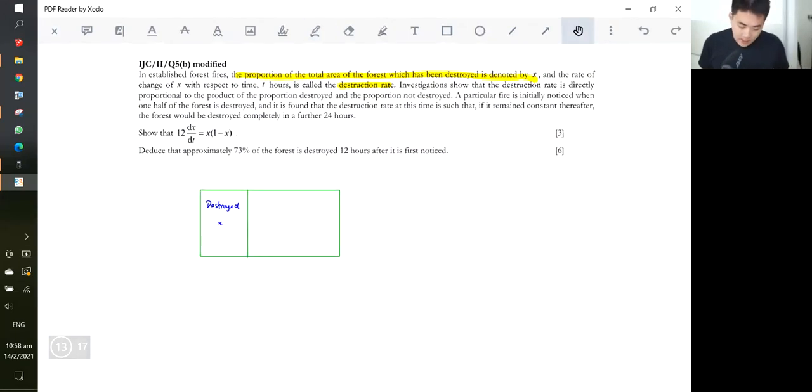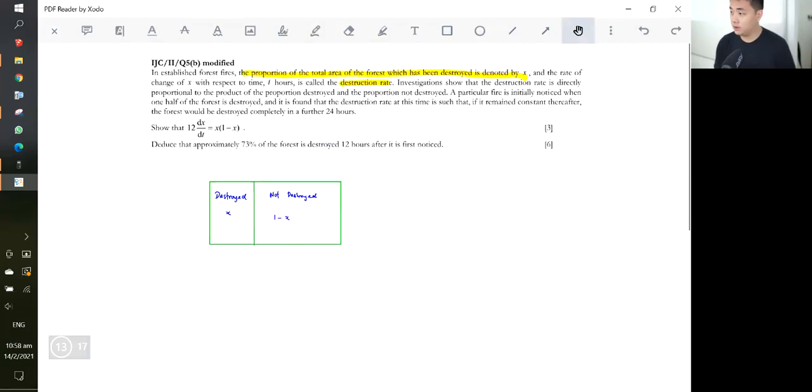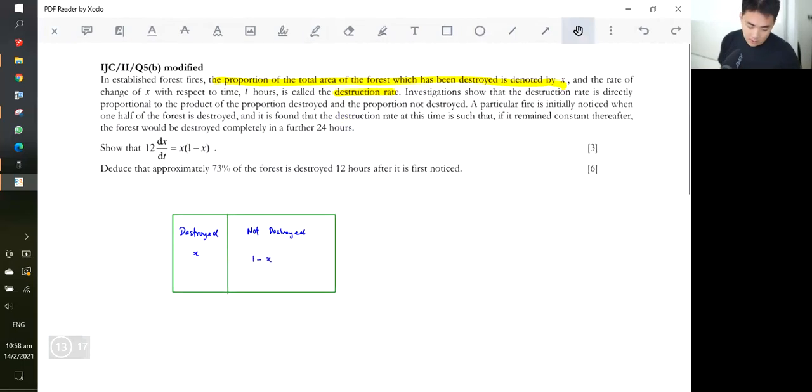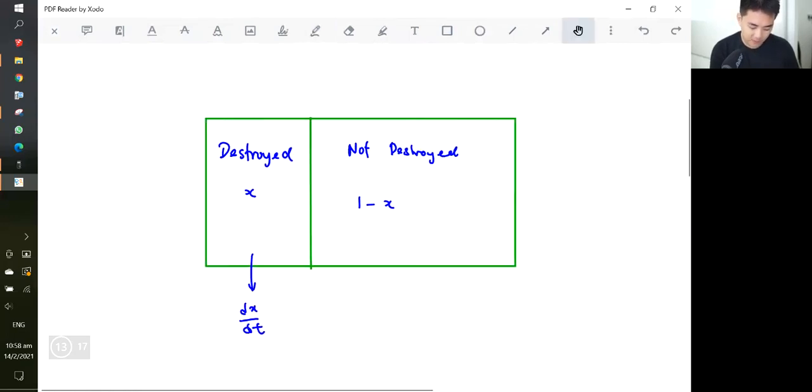So the not destroyed part is what? It's a proportion, so it's just 1 minus X. Proportion means it's 1 minus X. So dx/dt is obviously called the destruction rate. The rate at which you are destroying the forest is called the destruction rate.